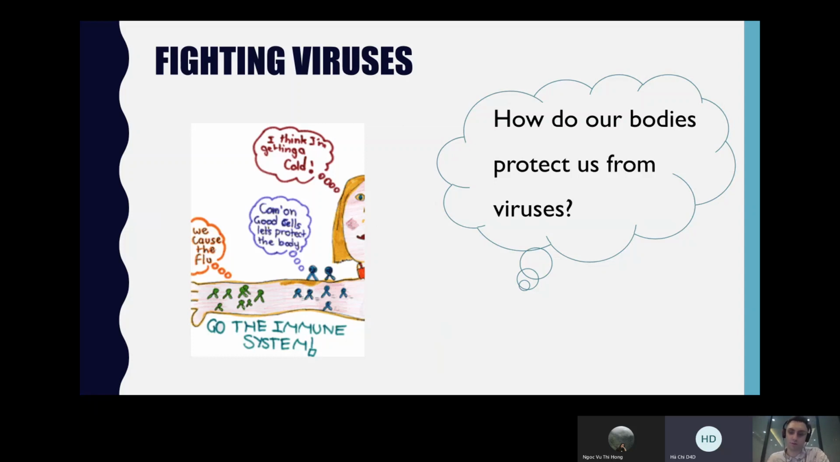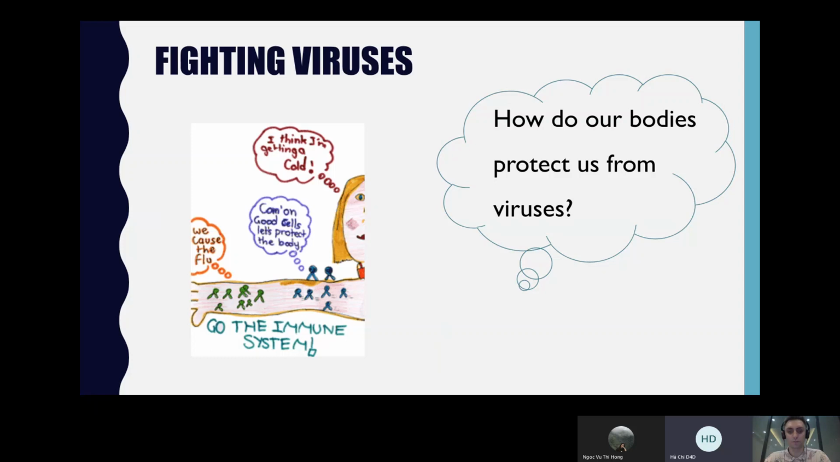Our bodies have an immune system, and it helps protect our body from some viruses. There are 5 steps to protect our body from viruses. Step one is skin. The skin's top layer is made of dead cells, so viruses can't find live cells to infect. But if you have a cut or scrape, viruses may get in and infect the live cells underneath your skin.